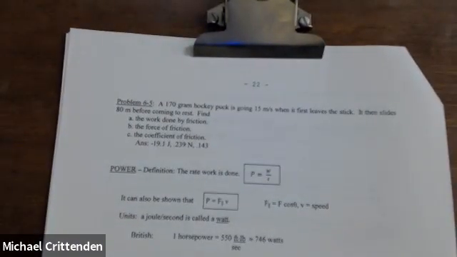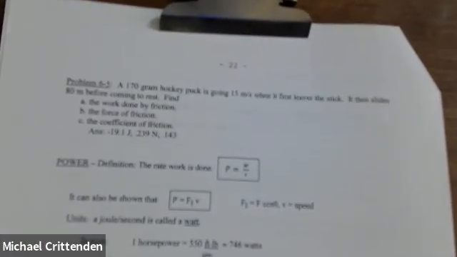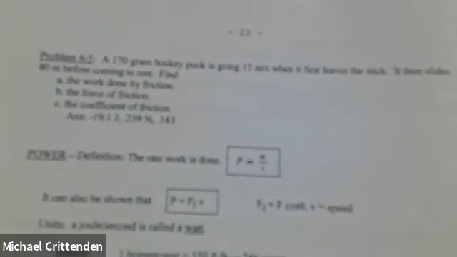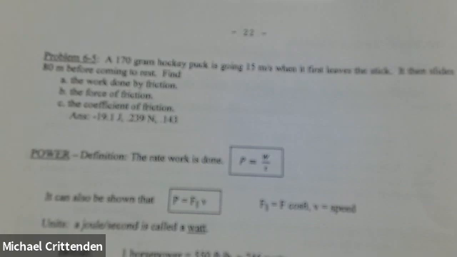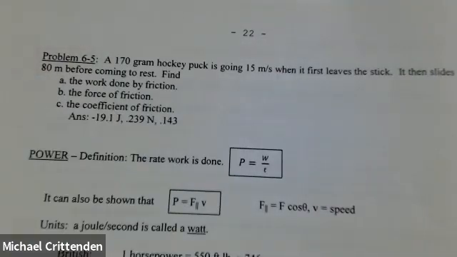Power is the rate at which work is done. The formula, instead of saying it in words, P equals W over T.